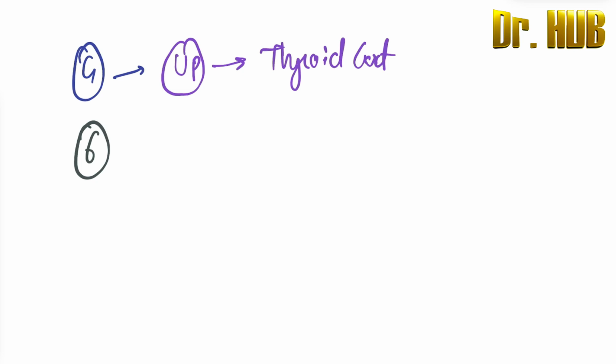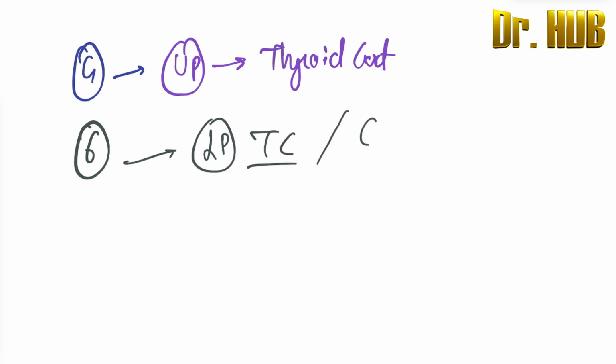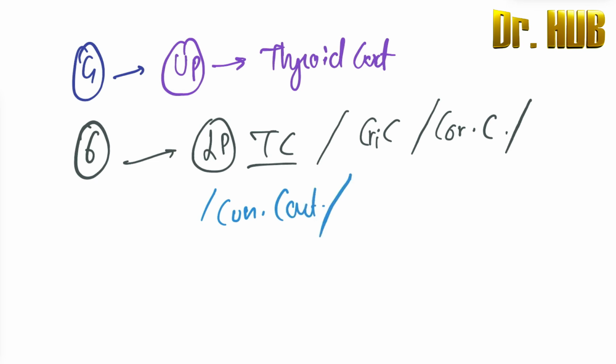Next, the sixth arch. The sixth arch is going to be the lower part of the thyroid cartilage. So lower part of the thyroid cartilage, then the cricoid cartilage, then the corniculate cartilage. Then comes the cuneiform cartilage, as well as the intrinsic muscles of the larynx.